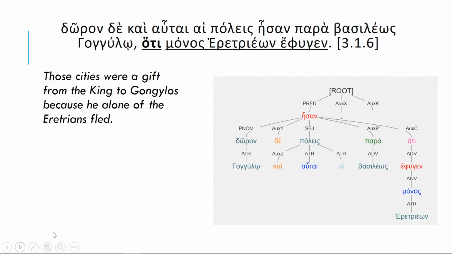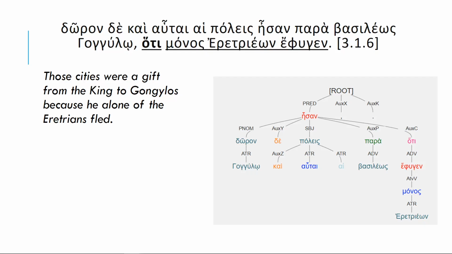So here you've got the main sentence. These cities were a gift. They were a gift to Gongolus. So the dative of possession with gift is labeled as an attribute from the king. There's your main sentence. Why? Because he alone of the Eritreans fled. So he's the only one that came over to the king from the Eritreans. So it's explaining the cause. So hoti is simply just because here.